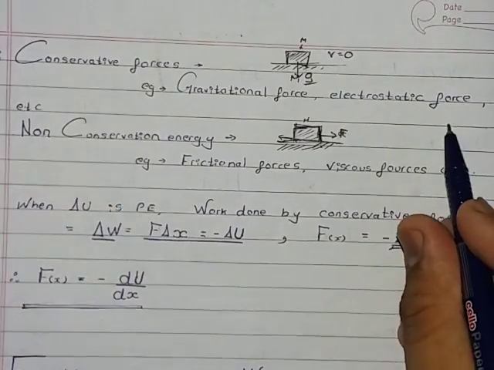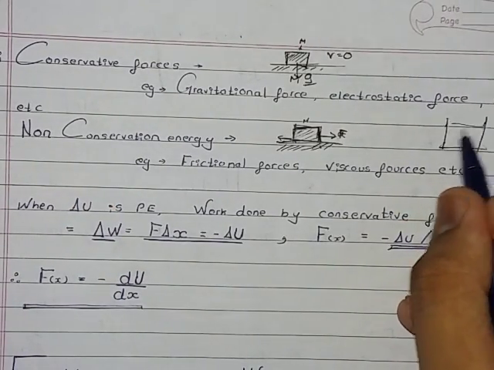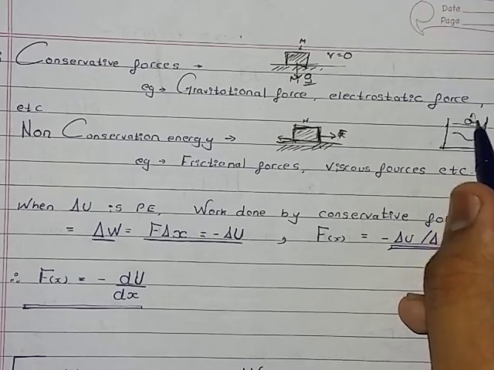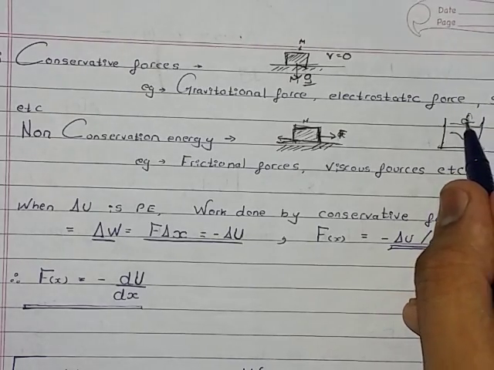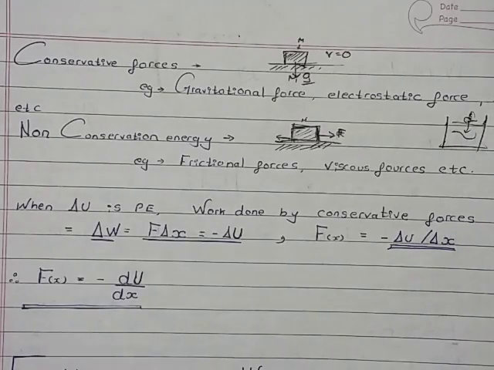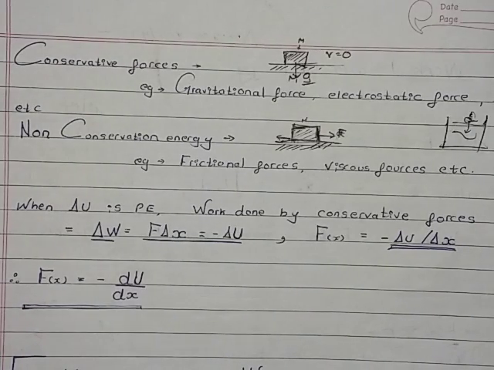A simple example is viscous force. If in a fluid something is at rest, we are holding it, then viscous force won't act. But if it's going down, then viscous force would act. That's the idea of conservative and non-conservative forces.